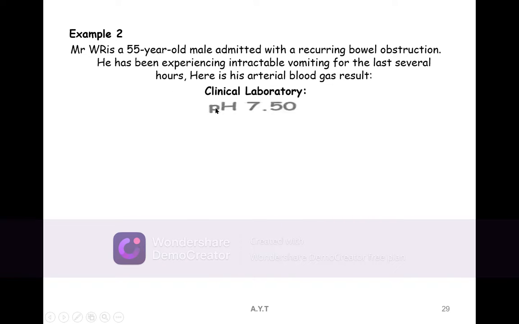Because hydrogen is going out, chances of alkalosis are more. In the clinical laboratory, pH is 7.5. 7.35 to 7.45 is normal, so it is alkalemia, alkalosis. PaCO2 is not touched, it is normal, 35 to 45. And bicarbonate level is 33, which is very, very high. Normally it is 22 to 28.